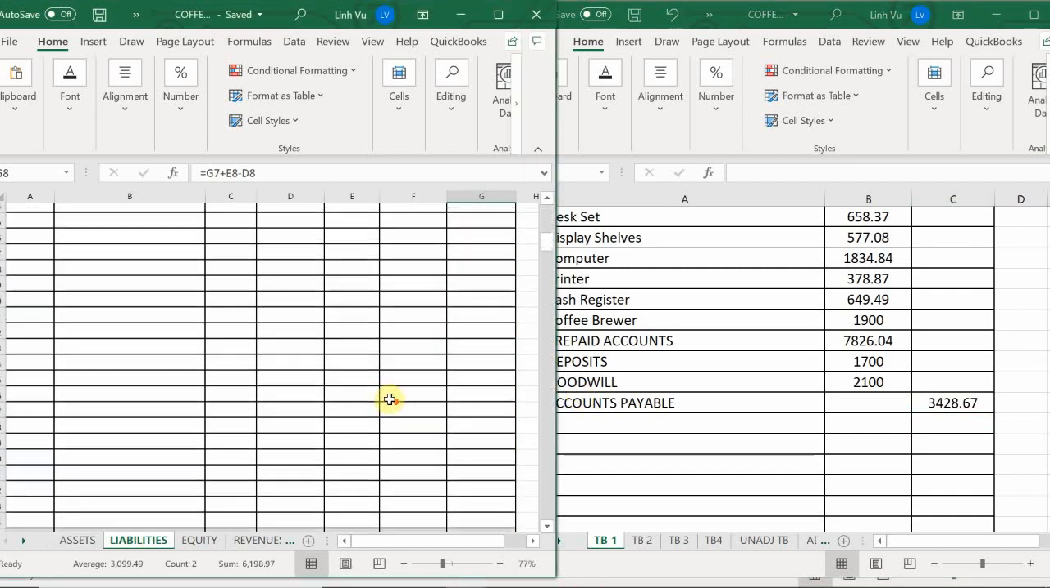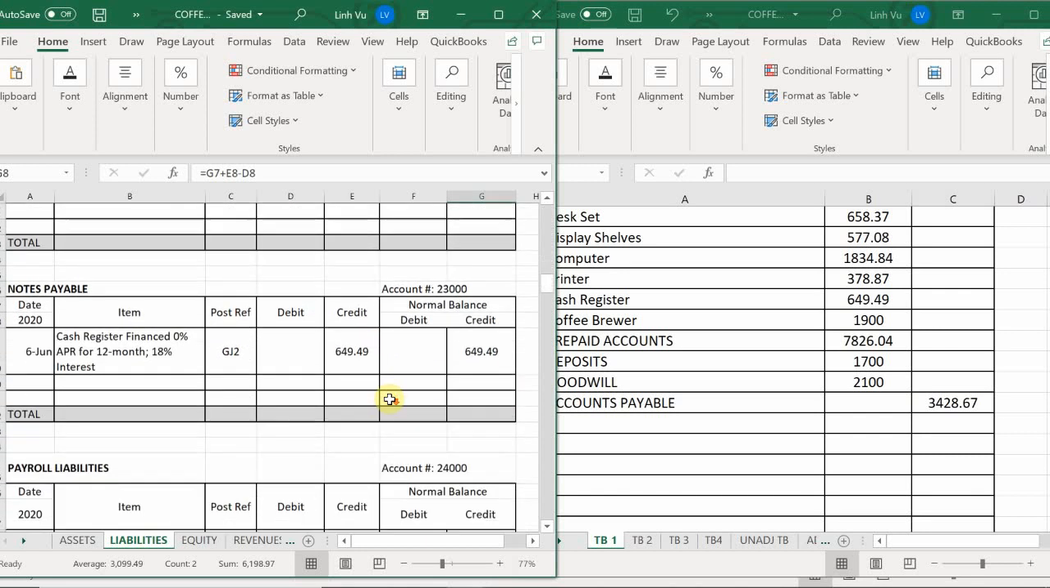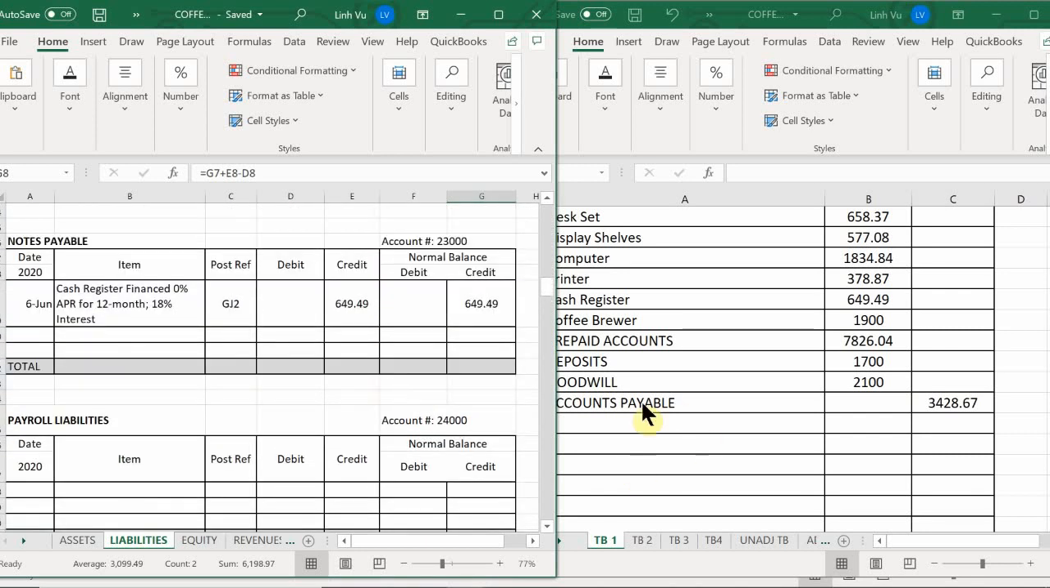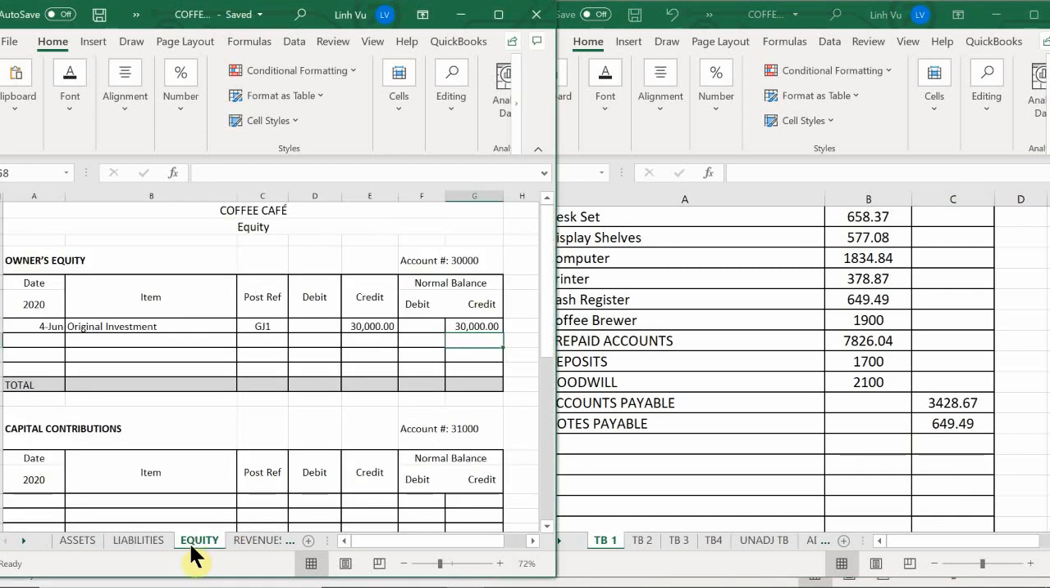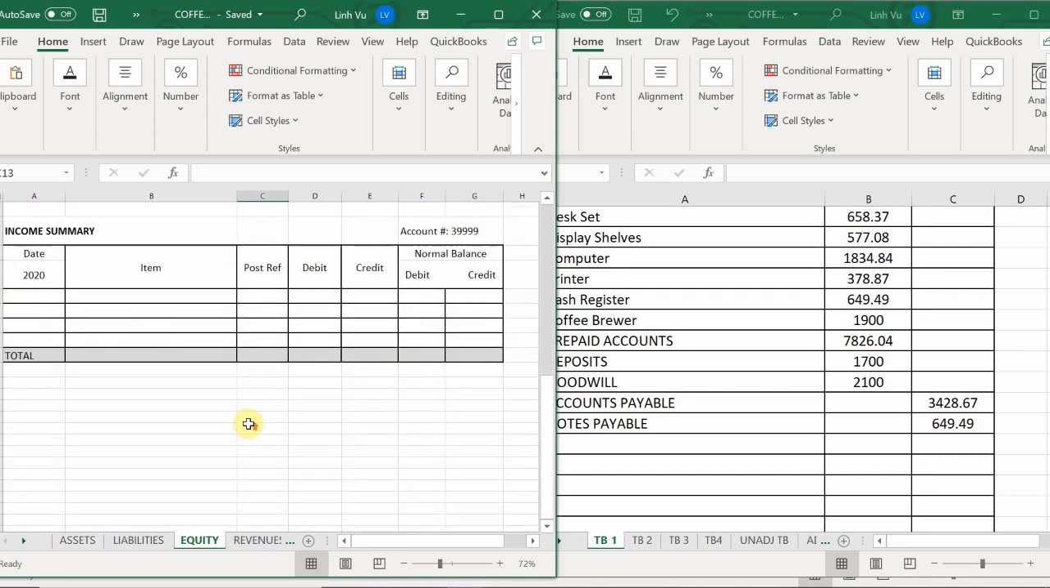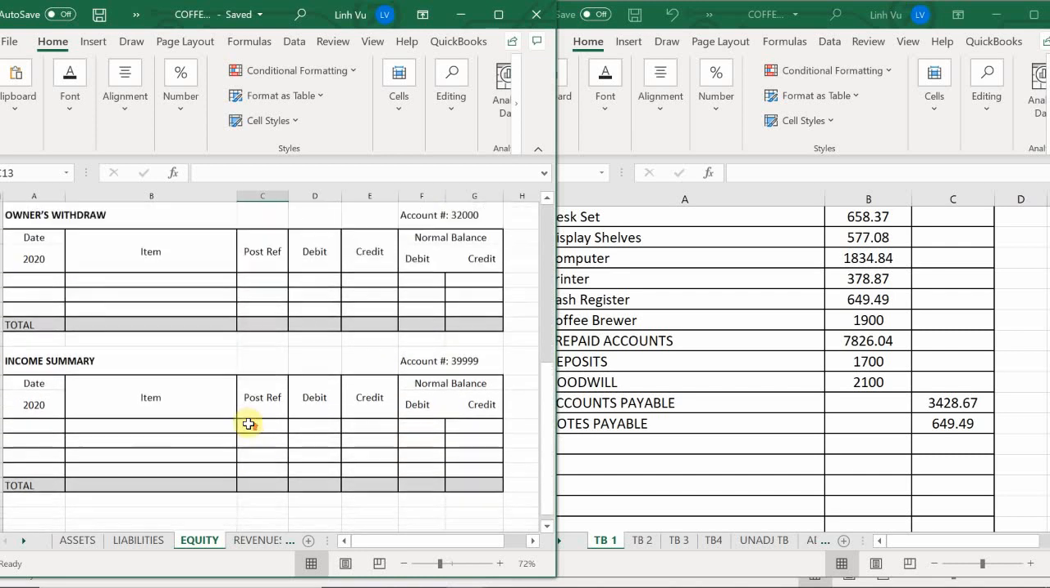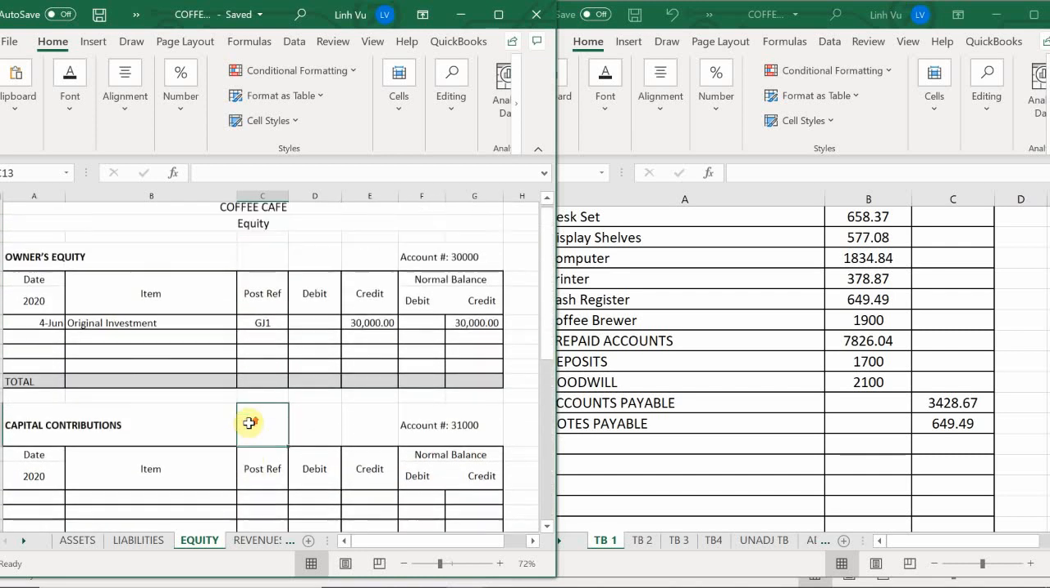What about my notes payable? Notes payable is $649.49. That's all the liabilities that we incurred. Now let's jump over to equity. We only have one thing in equity. We haven't had any capital contributions, no owner's withdrawal, and no income summary.